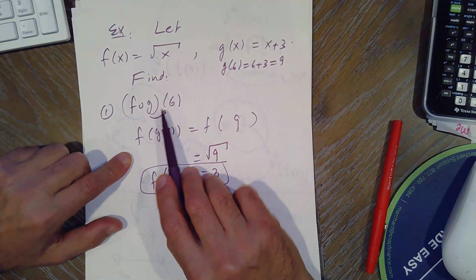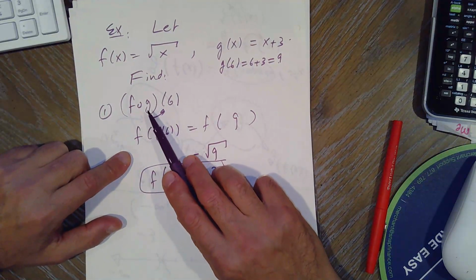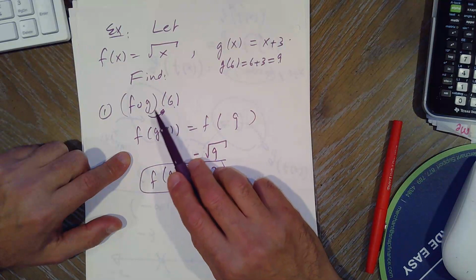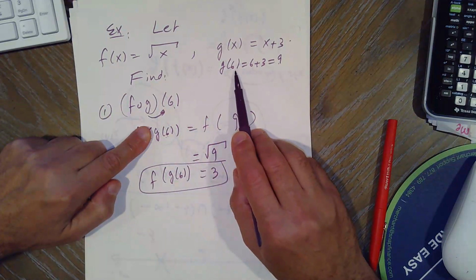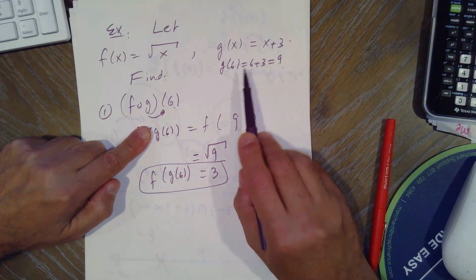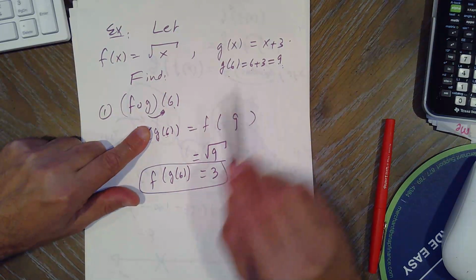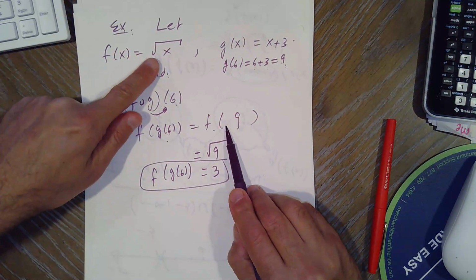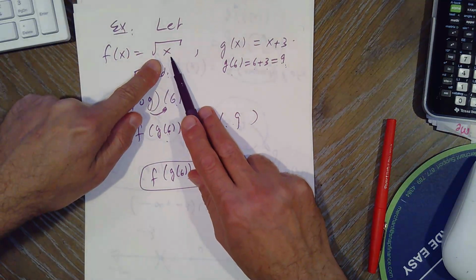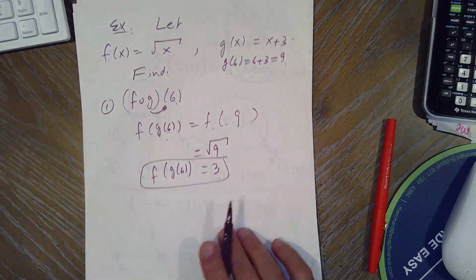Again, one more time. f composite g of 6. So we always start with the function that's closer to the number. Okay, g of 6 first. We plug the 6 into g right there. 6 plus 3 is 9. g of 6 is 9, so we put in a 9 for g of 6. We get f of 9. We plug the 9 in for x right there. Square root of 9 is 3.